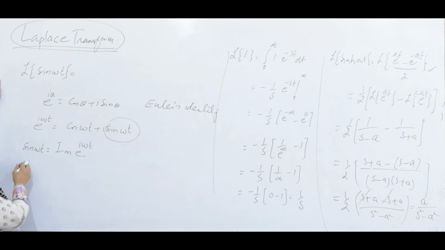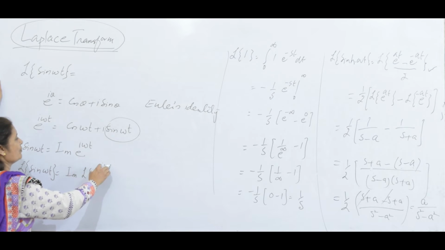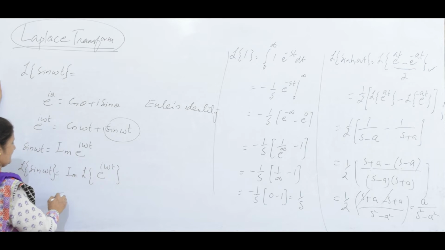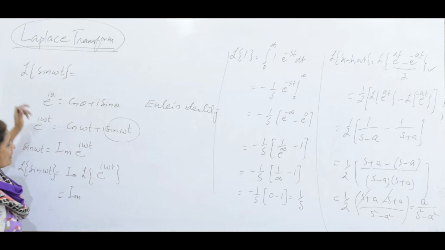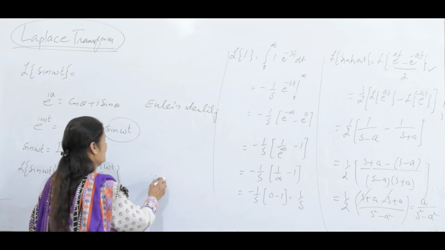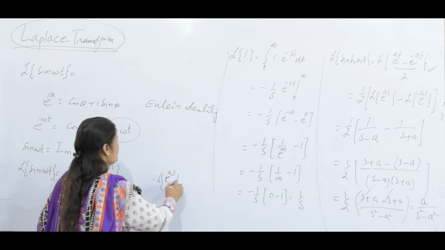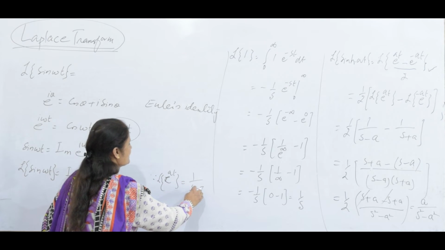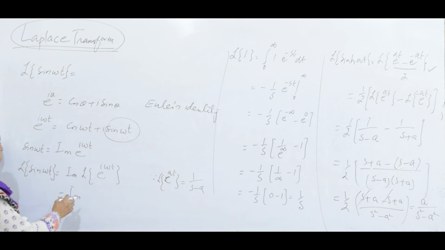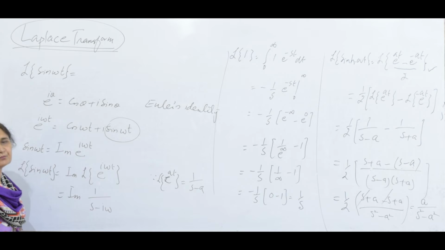Let me take the Laplace transform now. Laplace of sin ωt is equal to the imaginary part of the Laplace of e^(iωt). Now I know the Laplace transform of e^(at) is 1 over s minus a. So I am writing 1 over s minus iω.